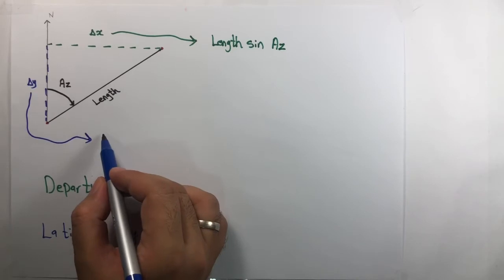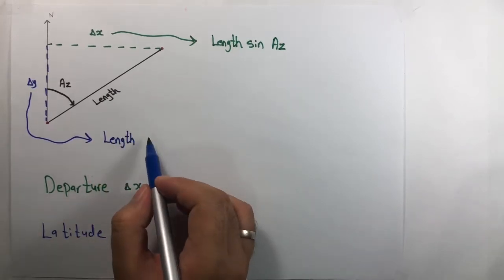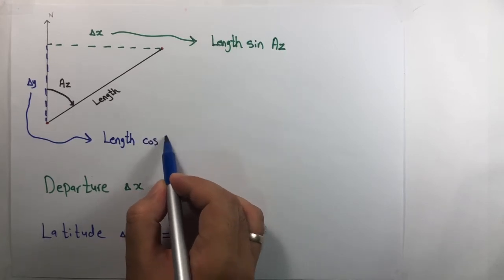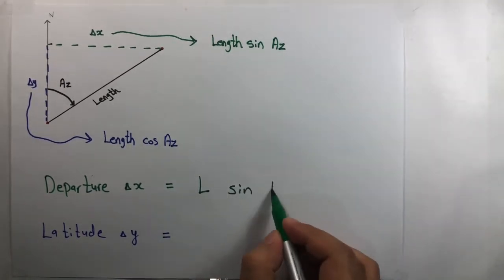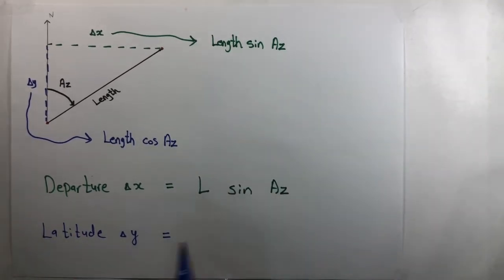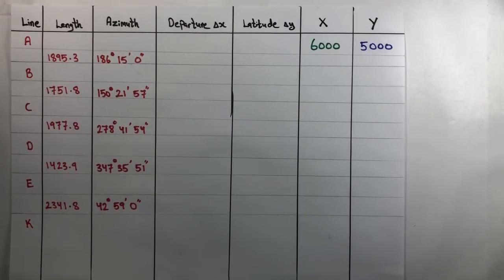We can say that this is length cosine azimuth. Okay, so these are the two formulas I'm going to use for all the cases. So departure is L sine azimuth, and latitude is L cosine azimuth. Okay, so now let's proceed to the main table, which we are going to make all our calculations in. This is the table we are going to use.